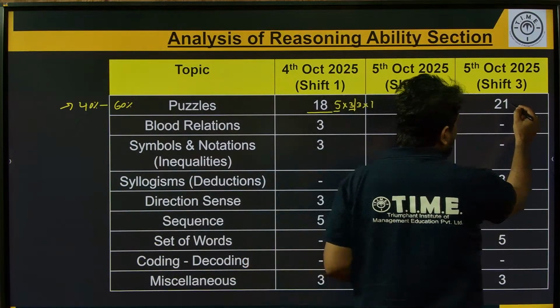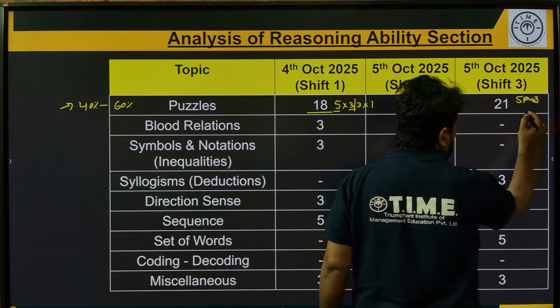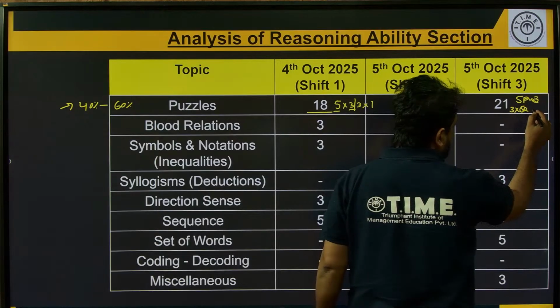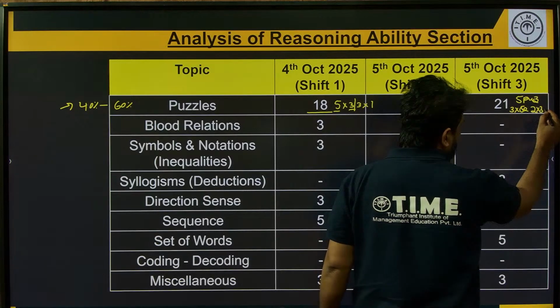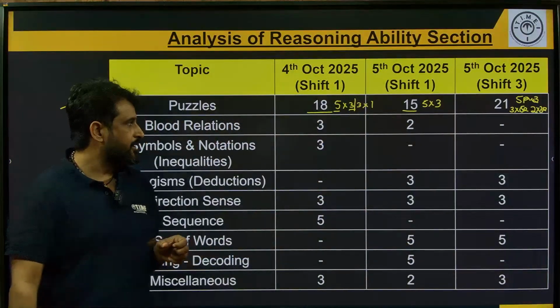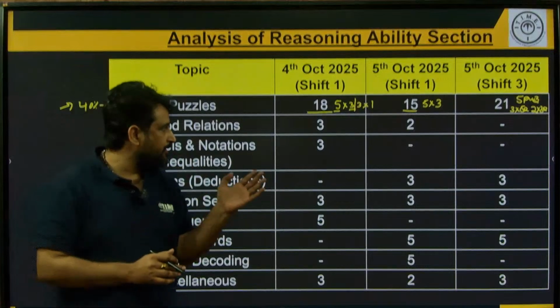And here we have given a total of 5 puzzles: 3 puzzles with 5 questions each, and 2 puzzles with 3 questions each. That we'll discuss when we go to that particular slot. Discussing puzzles in detail, we'll cover in the coming slides.